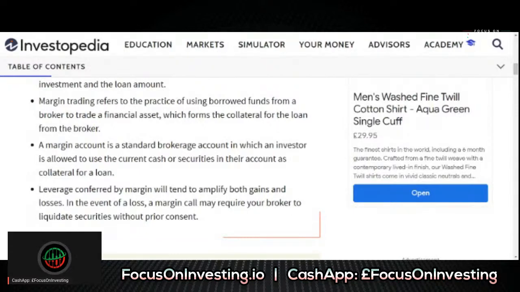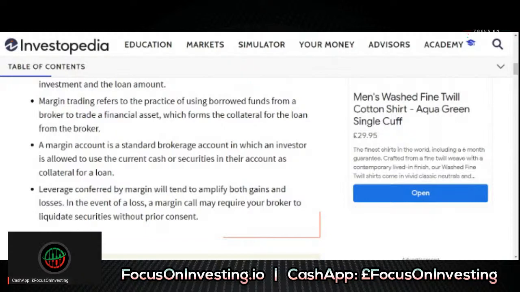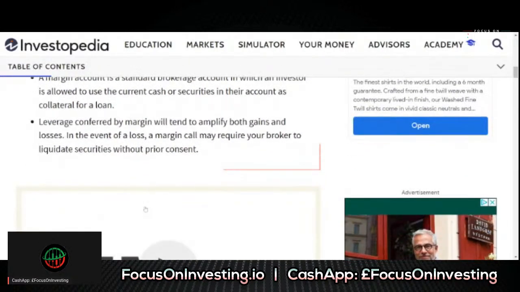Leverage conferred by margin will tend to amplify both gains and losses. I'm going to read that again because this is very important. Leverage conferred by margin will tend to amplify both gains and losses, right? So it will amplify both. In the event of a loss, a margin call may require your broker to liquidate securities without prior consent.